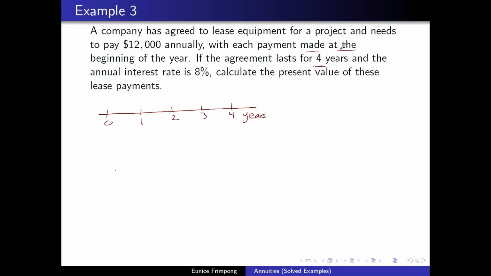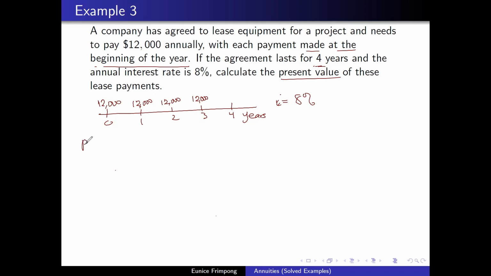Payment is being made at the beginning of each year. So 12,000 is being paid annually, which means 12,000 is paid at the beginning of year 1. 12,000 is paid at the beginning of year 2. At the beginning of year 3, same. And then at the beginning of year 4, 12,000. The interest involved here is 8%. We want to find the present value of these lease payments.